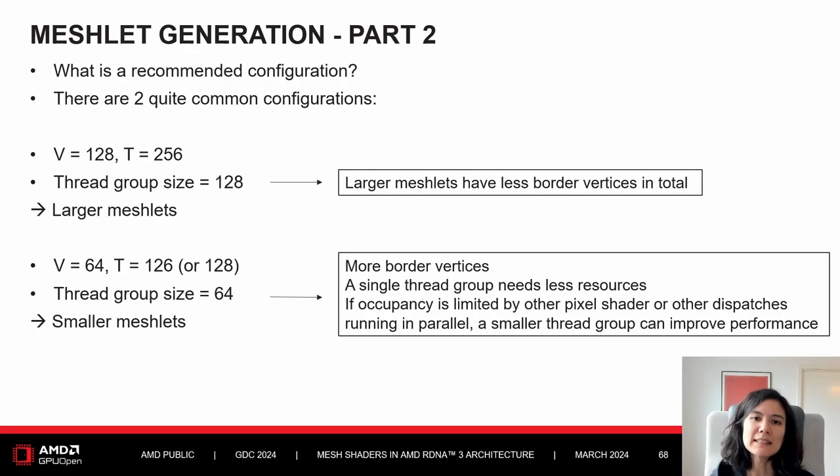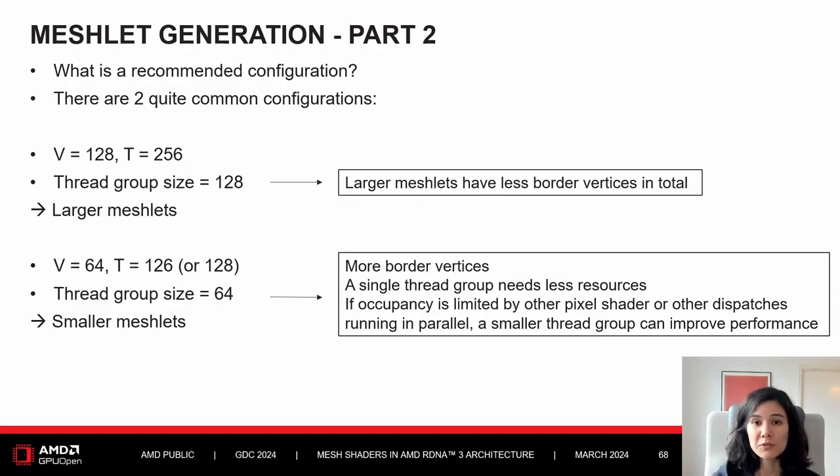However, a single thread group needs fewer resources. And if your occupancy is limited by concurrent workload, smaller thread groups might actually be more beneficial for performance because it's easier for the scheduler to get the thread group launched. So the recommendation is that you should try out both configurations and just measure what's better for your specific case.